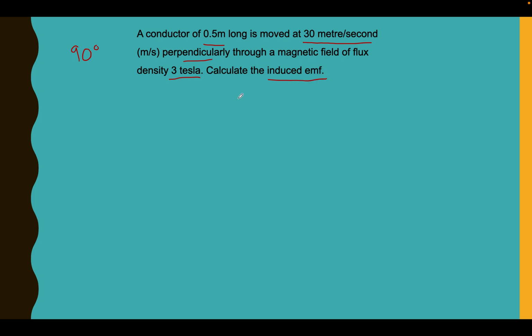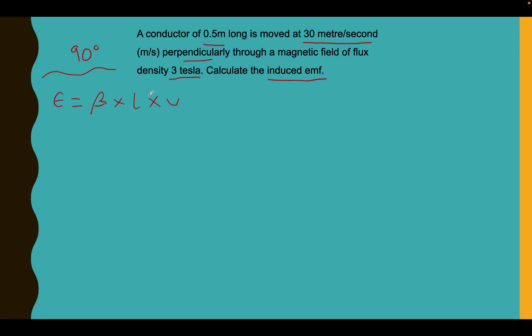Right, okay. So what formula do we know? Let's just get this out of the way. What formula do we know that includes all of these things? Length, velocity, and we're asked for the induced EMF, and we've been given the flux density. Well, here's the one that we know. The induced EMF is equal to the flux density of the magnetic field multiplied by the length of the conductor multiplied by the velocity that the conductor is being passed through the field.